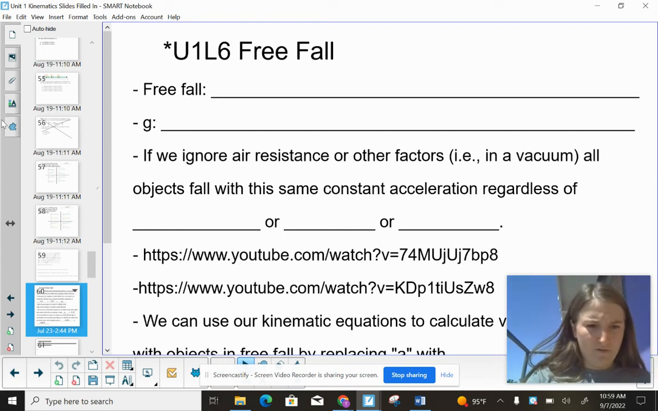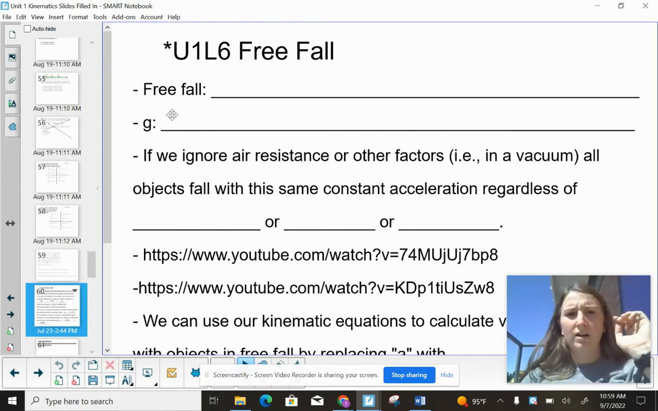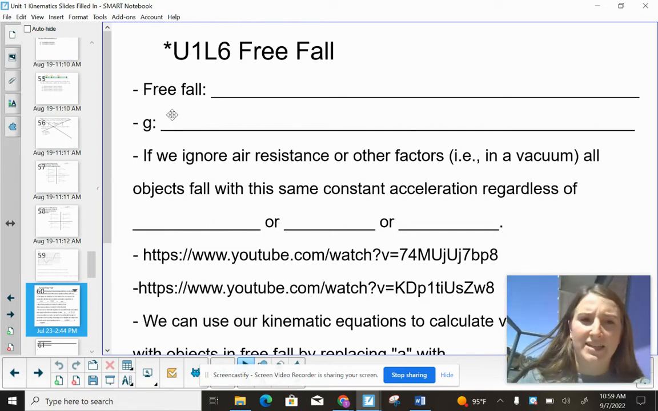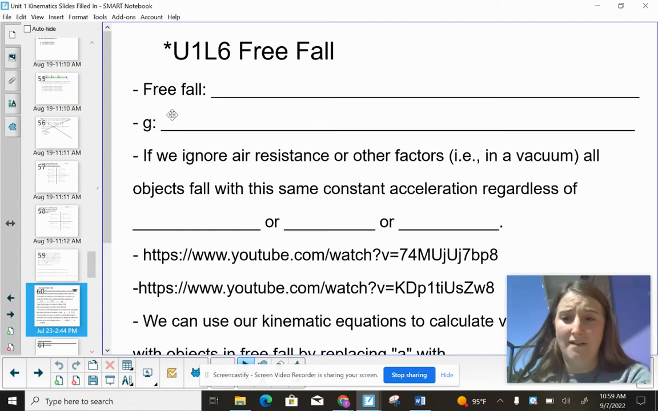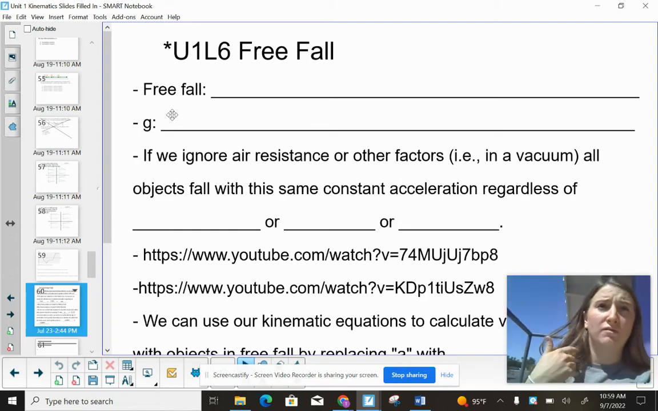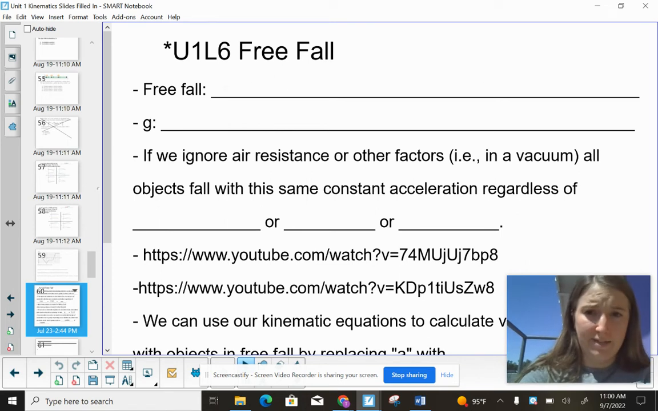Just wanted to record this video for you guys real quickly so that you can look at this tonight for your assignment. So again, I told you guys that we hadn't talked about gravity yet. So we do need to finally talk about gravity because there is an acceleration due to gravity that speeds us up as we fall. We don't fall at a constant rate.